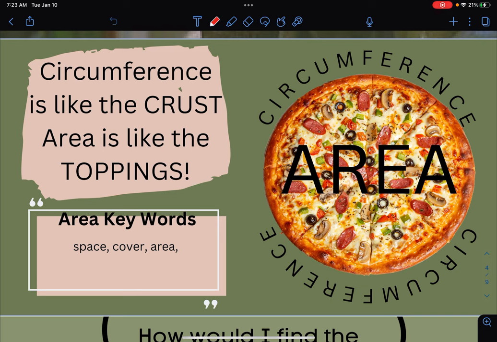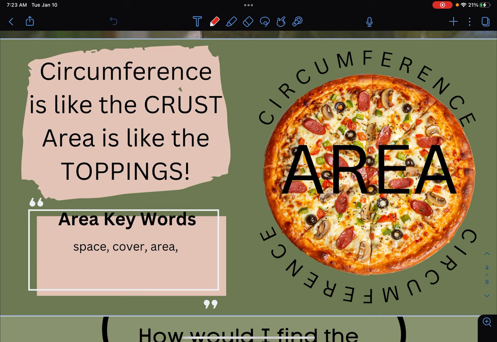Okay, so make sure you have that. You fill in those blanks on your notes. You have the sentence stems that say blank is like blank. So circumference is like the crust, and then blank is like the blank. So area is like the toppings. Make sure you have that filled in.